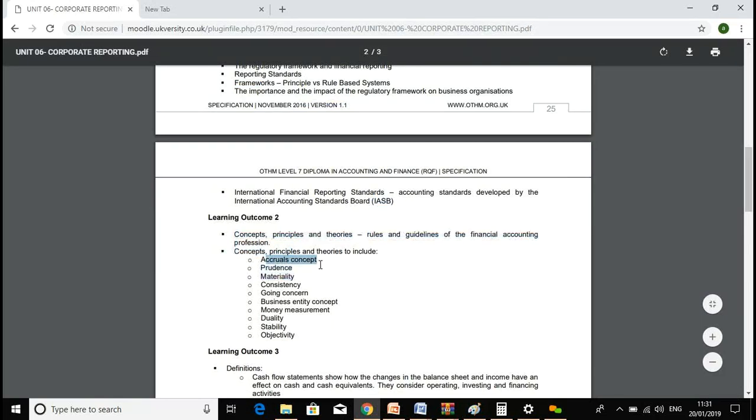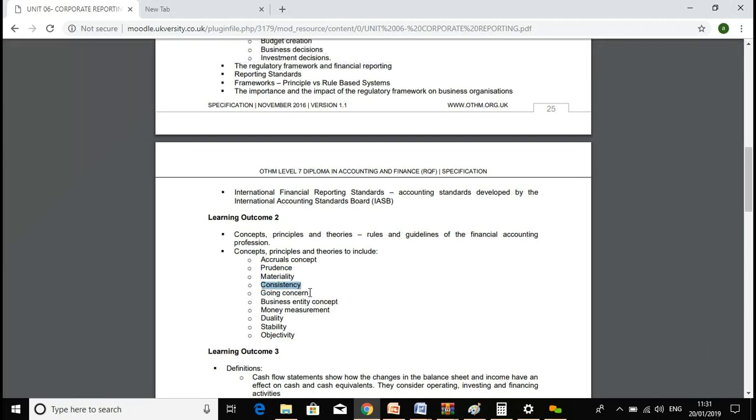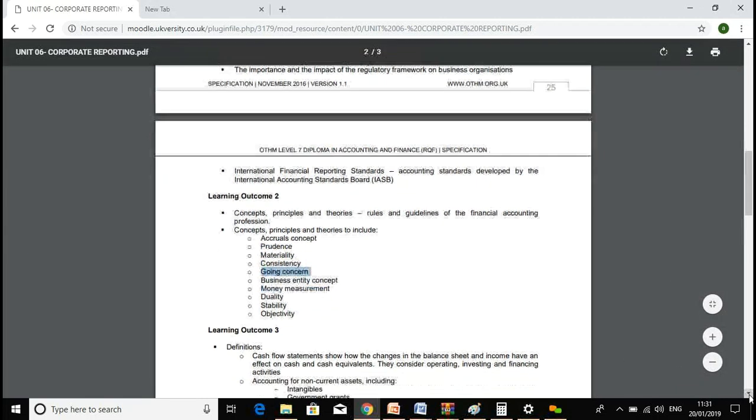We discussed the accrual concept: we need to record the transaction not on the basis of cash. It's also known as the matching concept. Prudence needs to match with reality. Materiality: insignificant transactions need not be reflected in the accounts. Consistency: we need to follow it consistently over 12 months. After this we prepare on a going concern basis: the company will carry on doing business as normal.